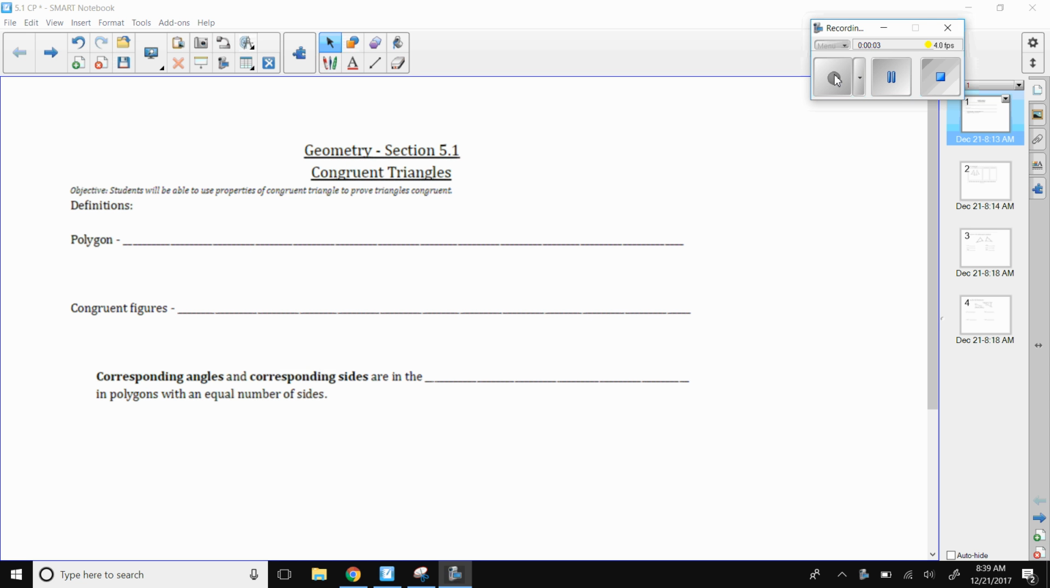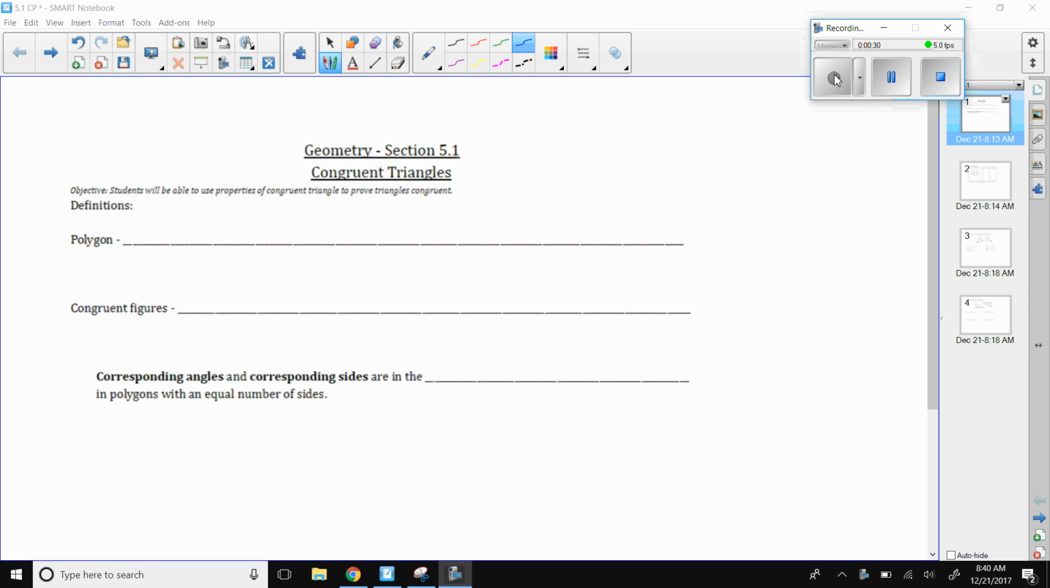Okay, so we're starting off with a new chapter 5. This is section 5.1, and we're going to be able to use properties of congruent triangles to prove triangles congruent. So we've been talking about all of the different types of triangles, and now we're going to use this word congruent, which we've seen before with congruent angles and congruent sides.